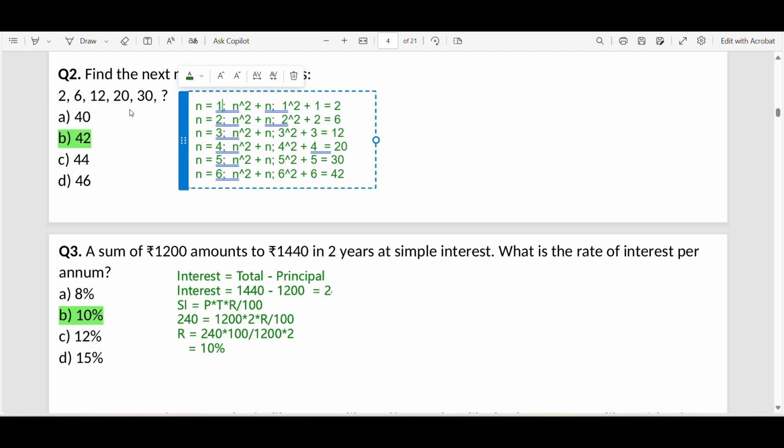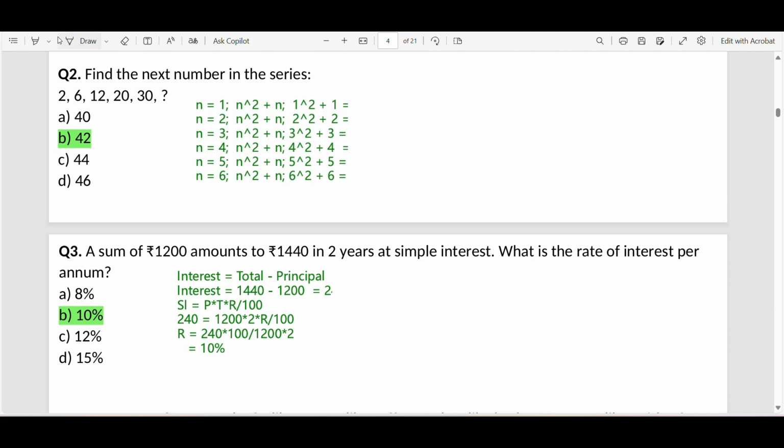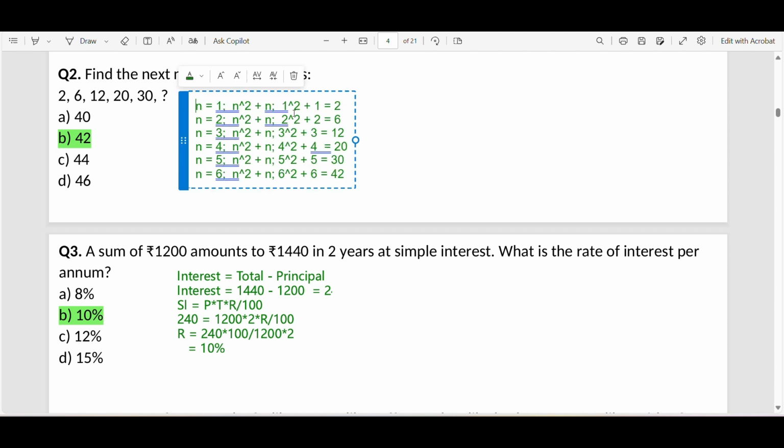So consider n equals to 1. The places will be of n. See here, 2 is in the first place, 6 is in the second place, 12 is in the third place, 20 is in the fourth, and 30 is in the fifth, and this question mark is the sixth place, which we are going to find now. So n equals to 1, consider this first place, and n square plus n is the expression we are trying. If it is okay, then okay. Yes, n equals to 1, and 1 square plus 1, we have got 2.